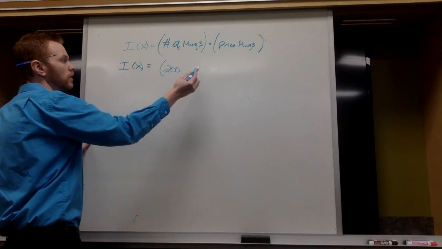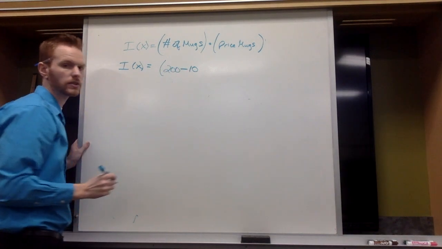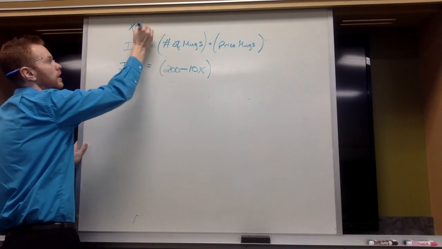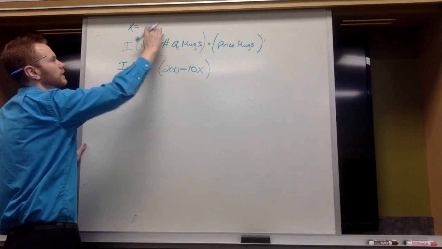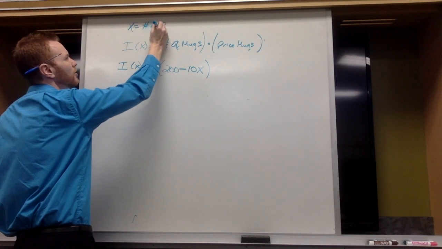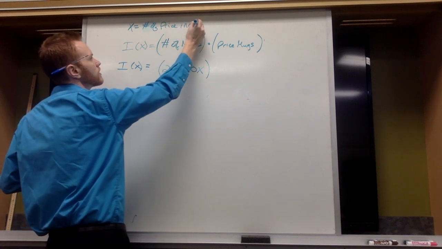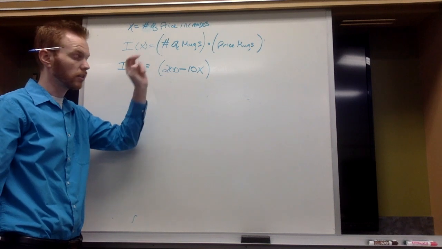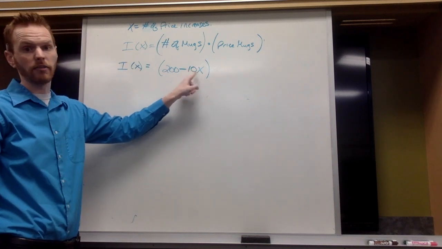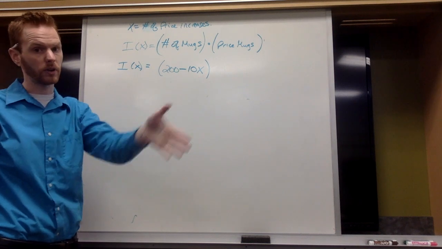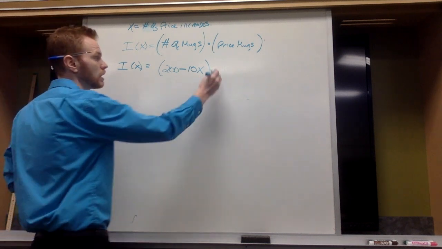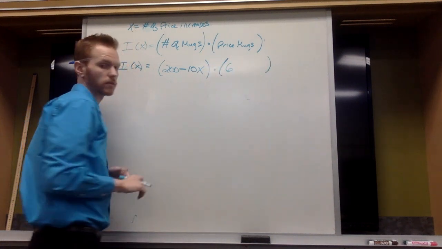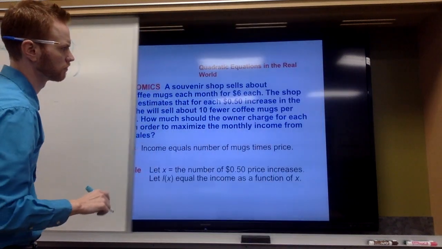I start with 200. Minus the 10 mugs that I'm going to lose for x. X represents, I'll put it up here, the number of price increases. Okay? So if I increase the price once, I lose 10 mugs. If I increase the price twice, I lose 20, right? 10 times 2 is 20, minus 200, I'm only selling 180 mugs. Times. Okay, let's talk about the price here. We start out with $6 for every mug, right? Yeah, 6.